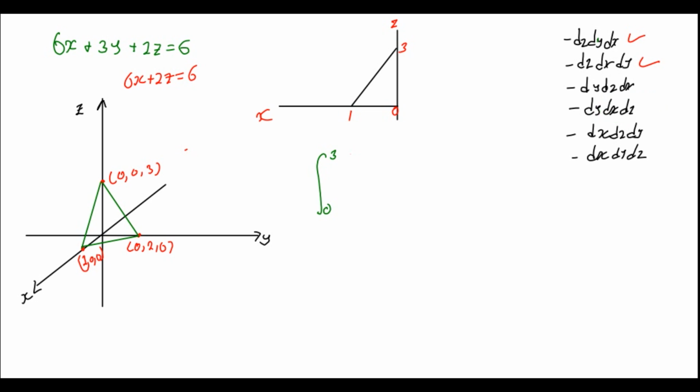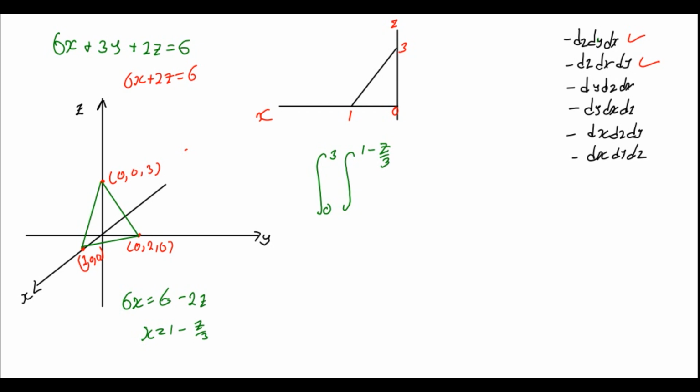Okay, then the middle, I'm looking at the x, so I'll move from 0 going in this direction. The furthest I can go is up to this line, so in that line, just make x the subject of the formula. So 6x will be equal to 6 minus 2z. So x will be equal to 1 minus z over 3.